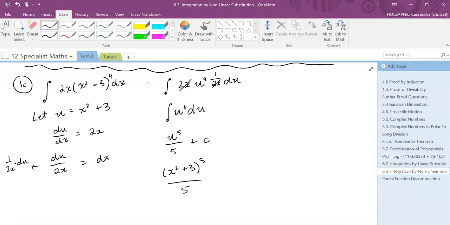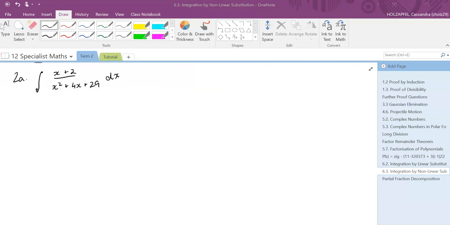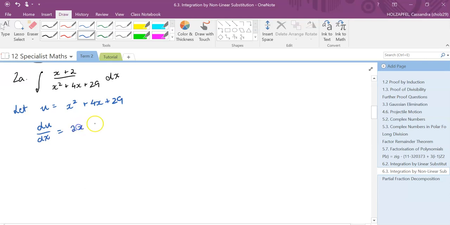I might do just one more with a little bit more complex example and then I'll finish the video off there. For this example here, I think I might use some colors just so we can sort of see what's going on. So again, we're going to take that bottom function there and we're going to let that equal to u. So x squared plus 4x plus 29 is equal to u. Now I'm going to find the derivative of u with respect to x. So that's going to give me 2x plus 4. So now we're just going to rearrange. So I'm going to multiply both sides by dx and then divide both sides by 2x plus 4.